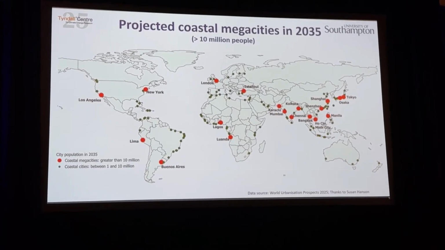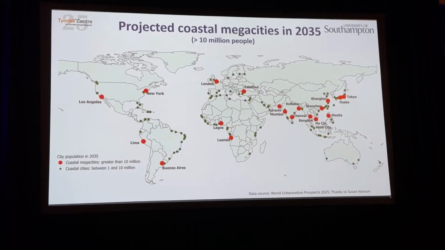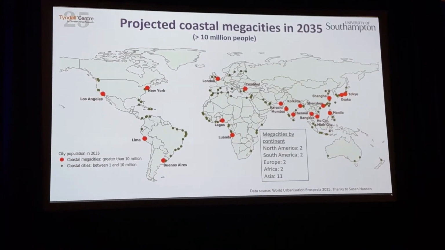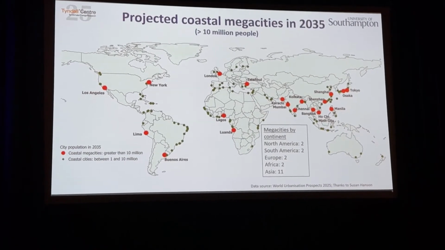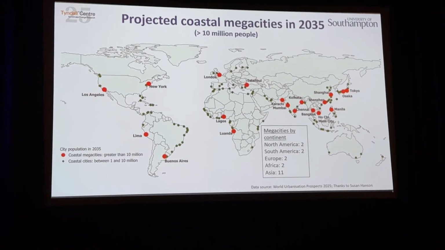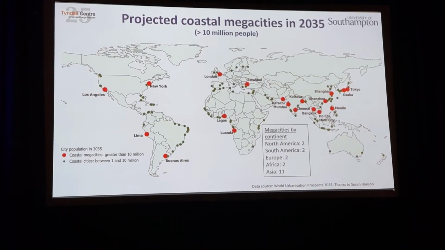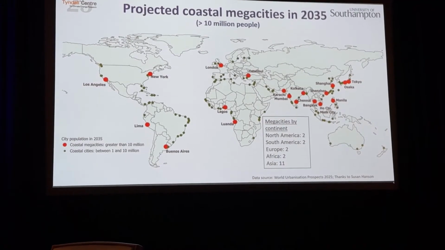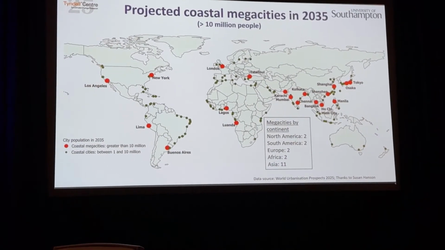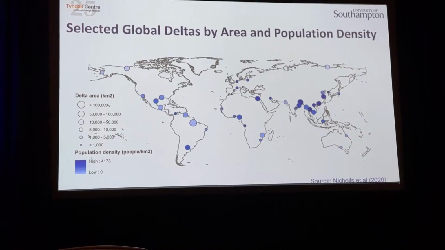And there's about 19 of them projected in 2035 shown here. And they're found in every continent, but again, Asia is fairly dominant in the number, having more than half of the cities with more than 10 million people. So these are, again, focuses for concern about erosion.